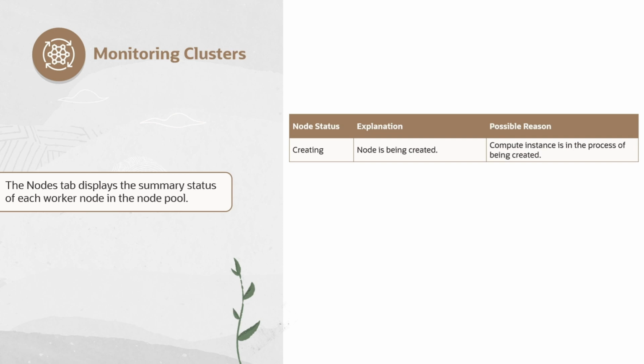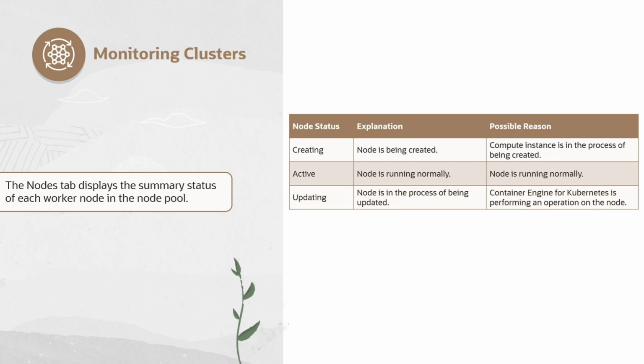Creating indicates that the node is currently being created with the compute instance in the process of being generated. Active indicates a healthy state where the node is running normally, performing its assigned tasks. Updating is where the node is in the process of being updated, often initiated by operations from container engine for Kubernetes.